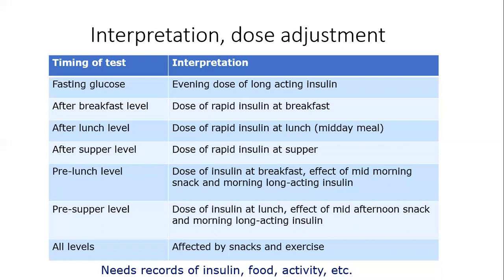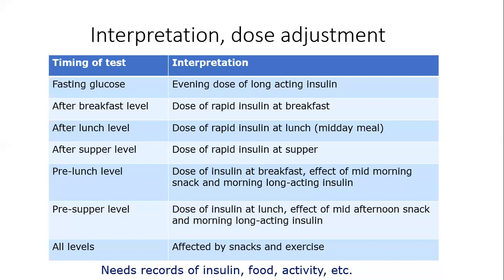Then there are these two, pre-lunch and pre-supper. Pre-lunch blood sugar will tell you about the insulin you gave in the morning, the effect of the snack, and the effect of the long-acting insulin. Remember, your meal for breakfast will be over in about 3 hours. So you have another 2-3 hours where there is no food, unless the patient takes a snack. So it will assess those three: dose in the morning, the effect of the snack, and the long-acting insulin.